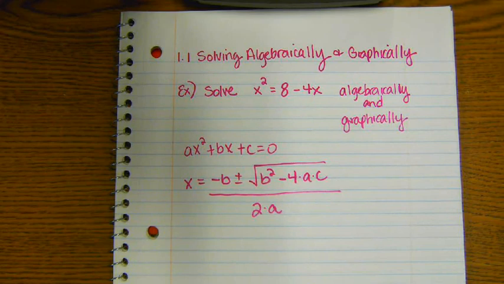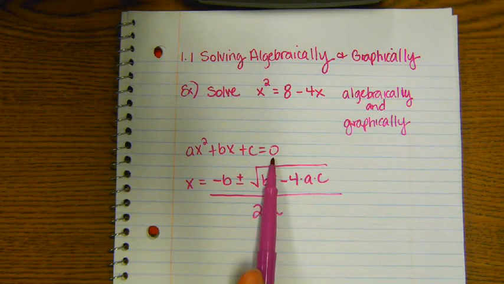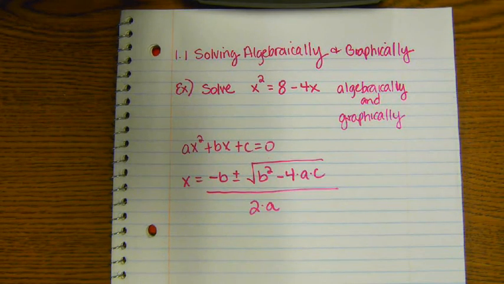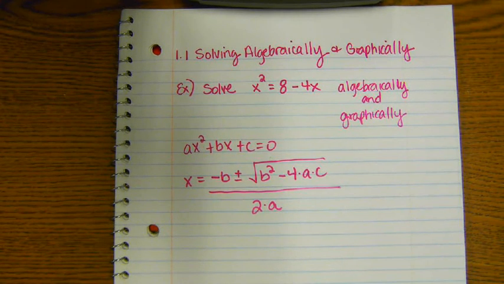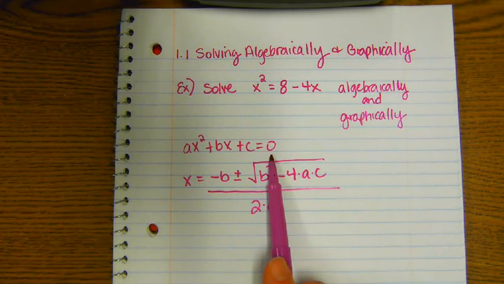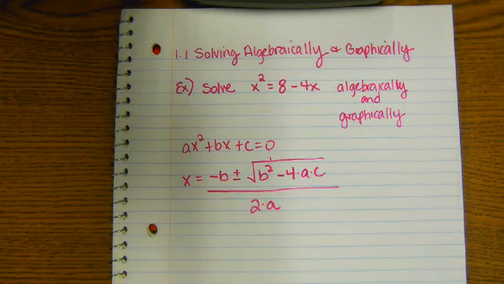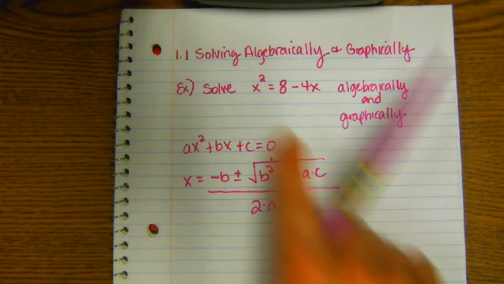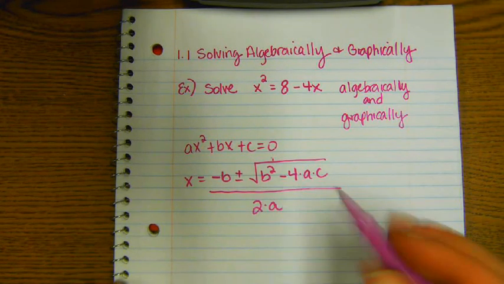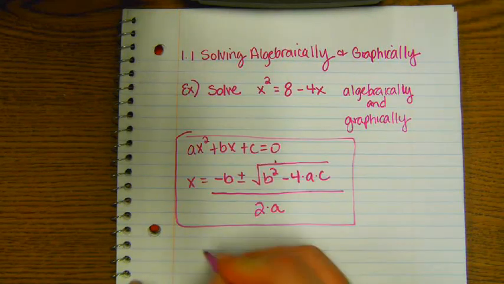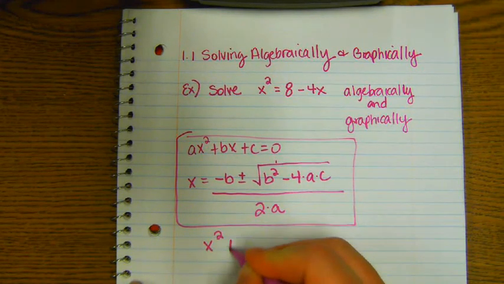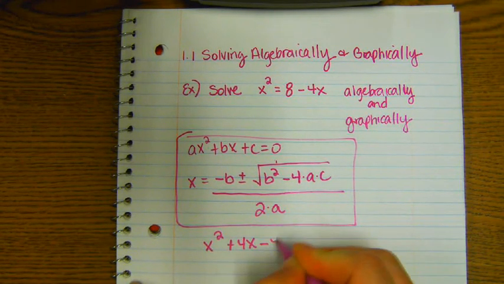What has to be here in order to use it? What do you see over here? A 0, okay? And so this can't be in this form. I'm going to need to move things. So what I'm going to do is rearrange that. Okay, so this is my method. This is how I'm going to do it. I am going to write x squared plus 4x minus 8 equals 0.